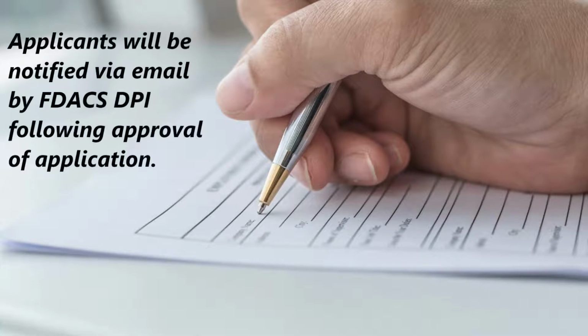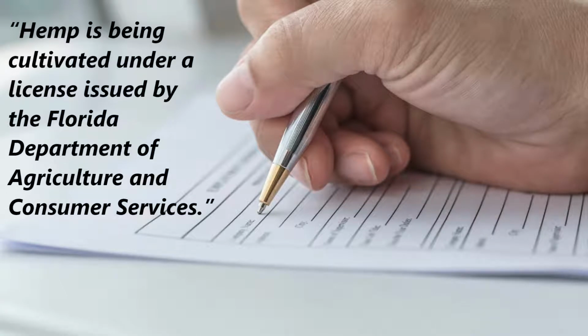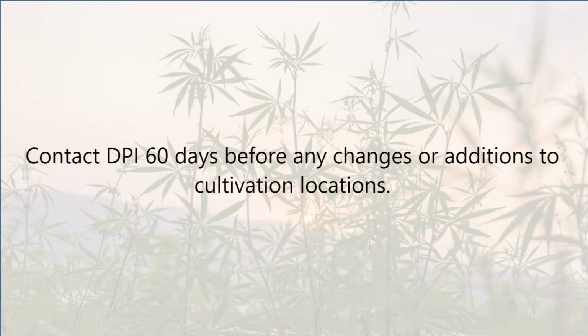The applicant will receive an email from FDACS DPI that will include their license to cultivate hemp in Florida following approval of the application. Signage must be posted at each approved cultivation location that includes the hemp cultivation license number, cultivation site address, and a statement indicating hemp is being cultivated under a license issued by the Florida Department of Agriculture and Consumer Services. Contact FDACS DPI 60 days before any anticipated changes to existing cultivation locations or addition of new cultivation locations.